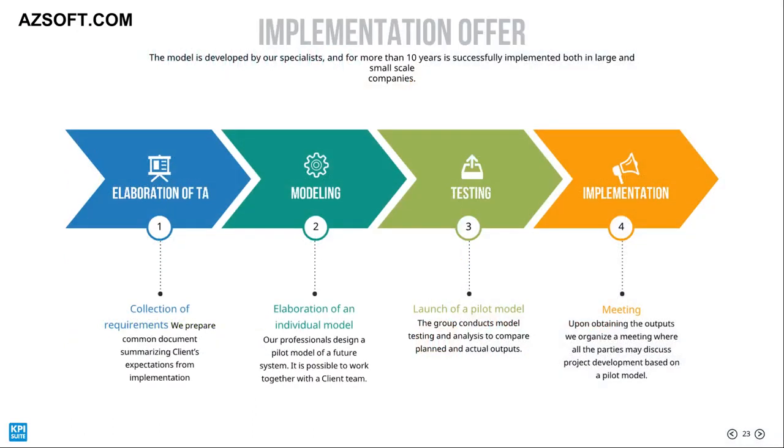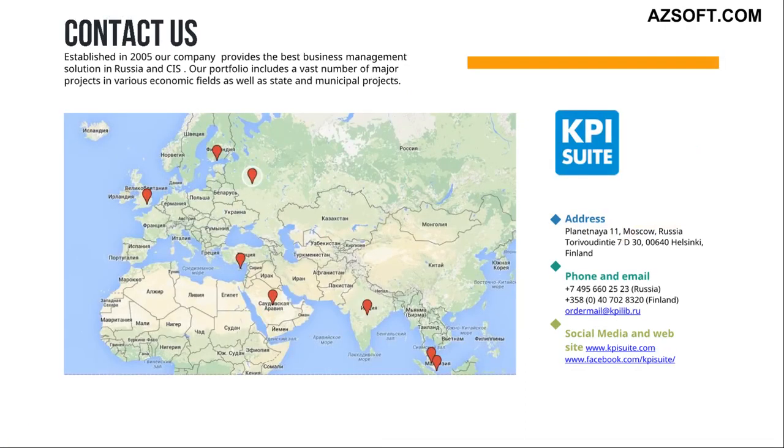Here is the implementation model provided by KPI Suite. Collection of requirements: we prepare common documents summarizing clients' expectations from implementation. Elaboration of an individual model: our professionals design a pilot model of a future system. It is possible to work together with a client team. Launch of a pilot model: the group conducts model testing and analysis to compare planned and actual outputs. And lastly, meeting: upon obtaining the outputs, we organize a meeting where all the parties may discuss project development based on the pilot model.